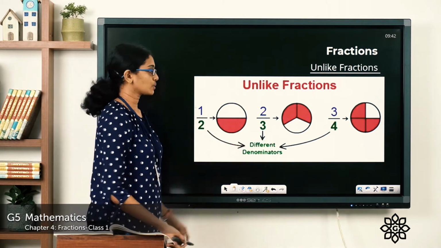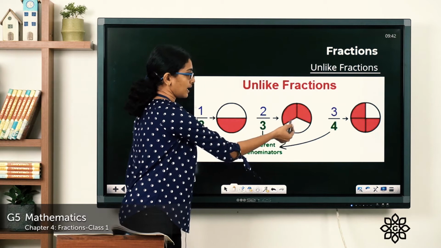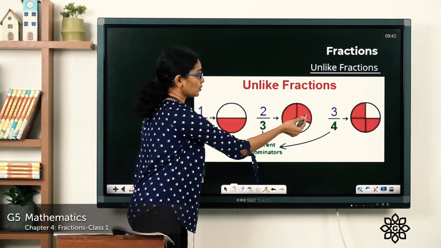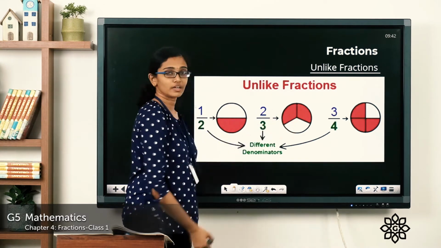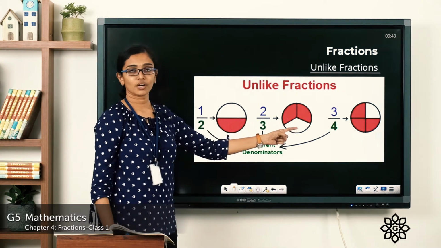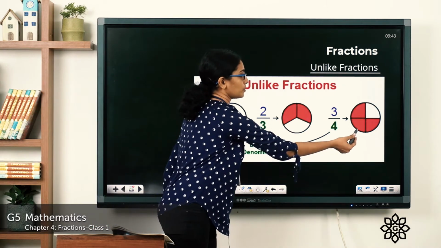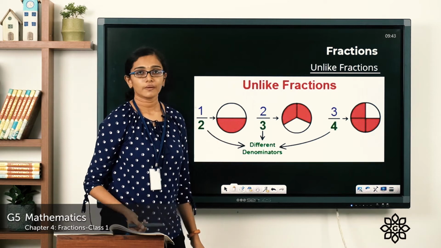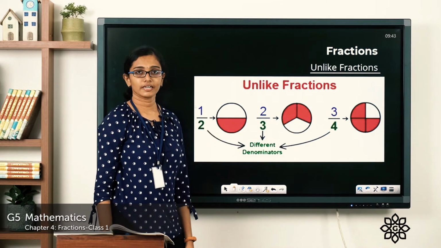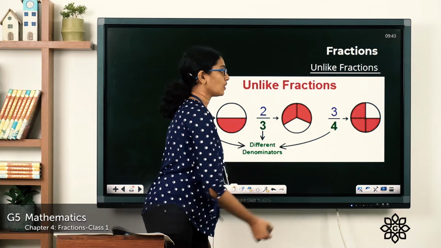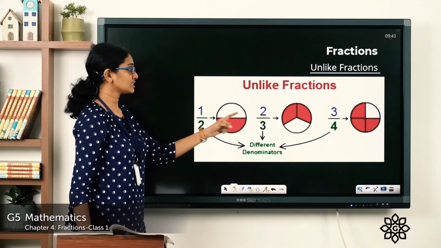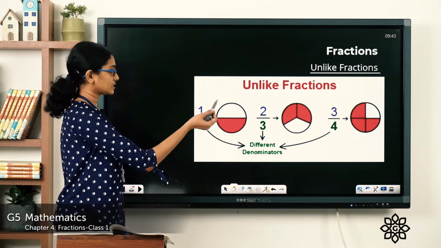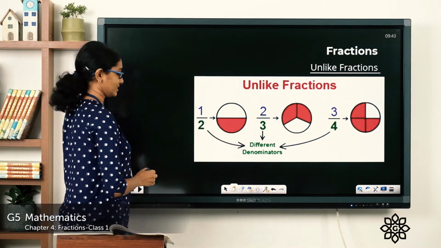Here, the circle is divided into 3 equal parts. And what is the fraction of the colored parts here? It is 2 by 3. 2 is the number of colored parts, whereas 3 is the total number of parts. Now, what about this case? Here it is divided into 4 equal parts and the fraction of colored part is equal to 3 by 4. See, in these 3 cases, the total number of parts or the denominator is different. So, we say these are unlike fractions.